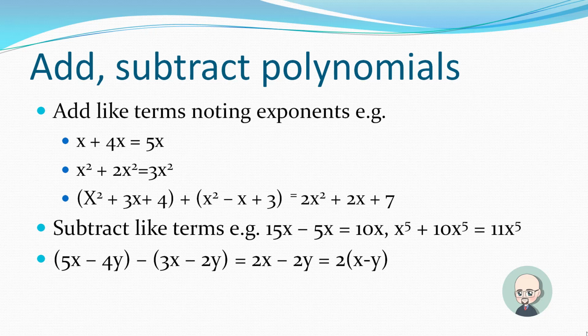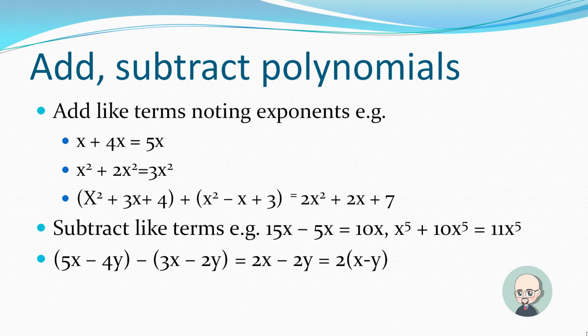15x minus 5x equals 10x. x to the fifth plus 10x to the fifth equals 11x to the fifth. Okay, see how the powers are the same, the exponents are the same? So we'll do one: 5x minus 4y minus 3x minus 2y. Same kind of thing, different variables. They can have different variables sometimes too, these polynomials. We're not going to see too many of them on the test, but let's go through this one.